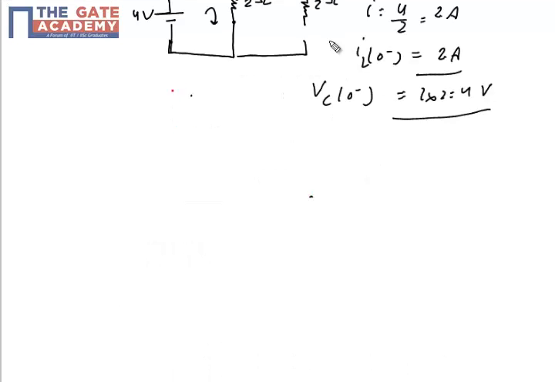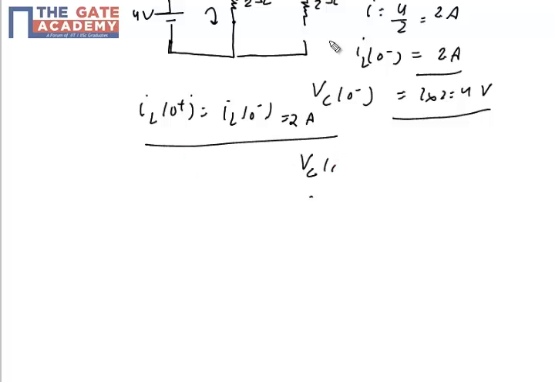You know that inductor doesn't allow sudden change of current, so IL(0 plus) is equal to IL(0 minus), which is equal to 2 ampere. Similarly, capacitor does not allow sudden change of voltage, so my VC(0 plus) is equal to VC(0 minus), which is equal to 4 volt. So these two things we have calculated in the transient analysis.